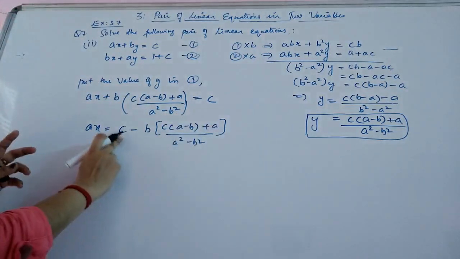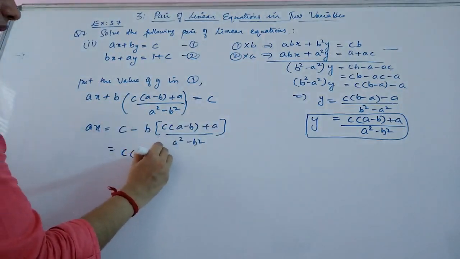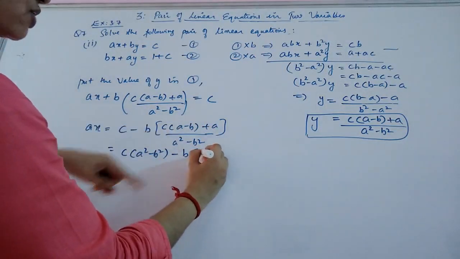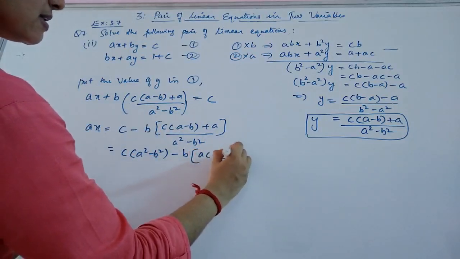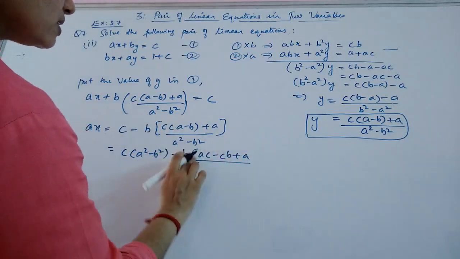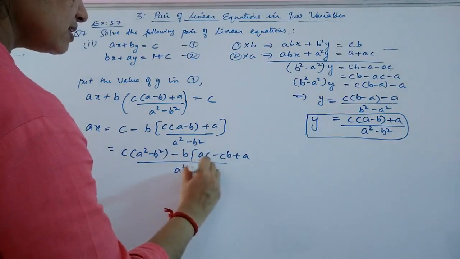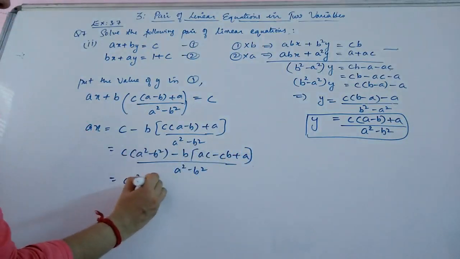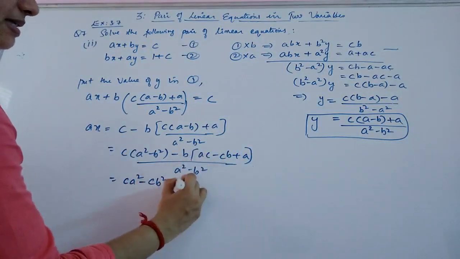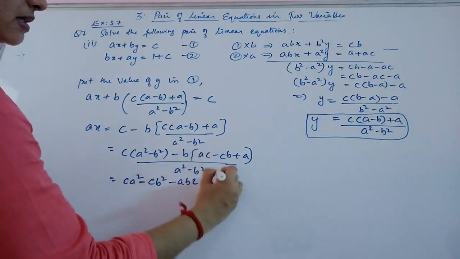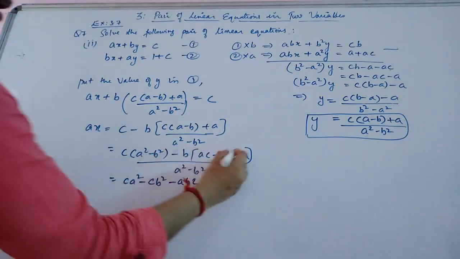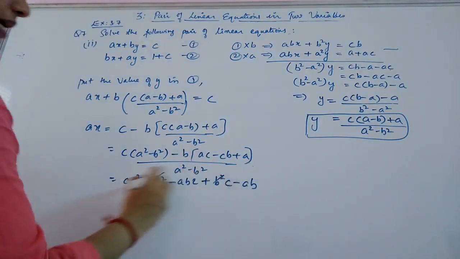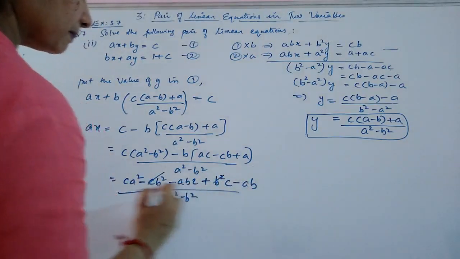Now we will take the LCM. For c it will have c into a square minus b square minus, we are just now multiplying these, b into, you will get ac minus cb plus a whole divided by a square minus b square. Okay. Now again we are multiplying with b, so this is becoming c a square minus cb square minus abc minus minus plus b square c, again negative ab, plus b square c and minus b square c get cancelled, divided by a square minus b square.